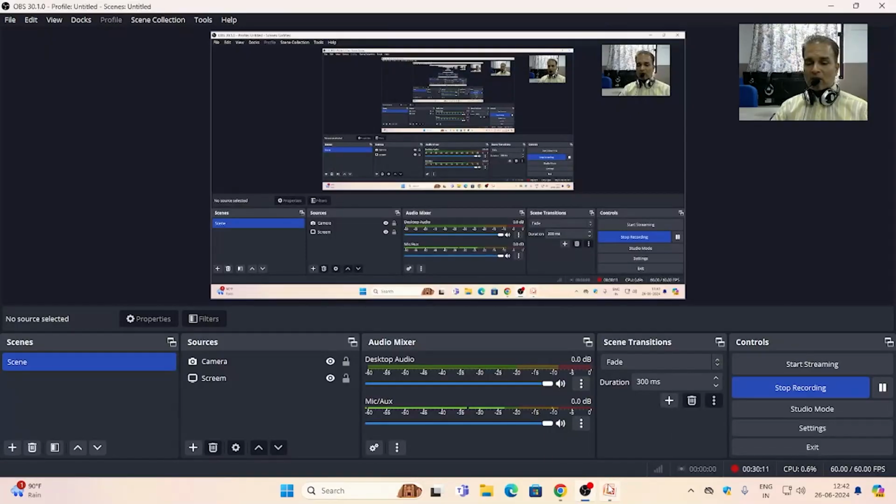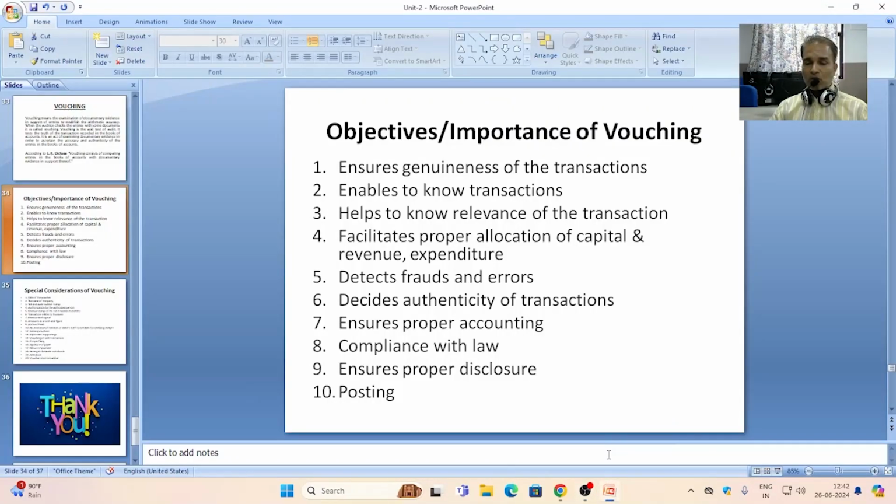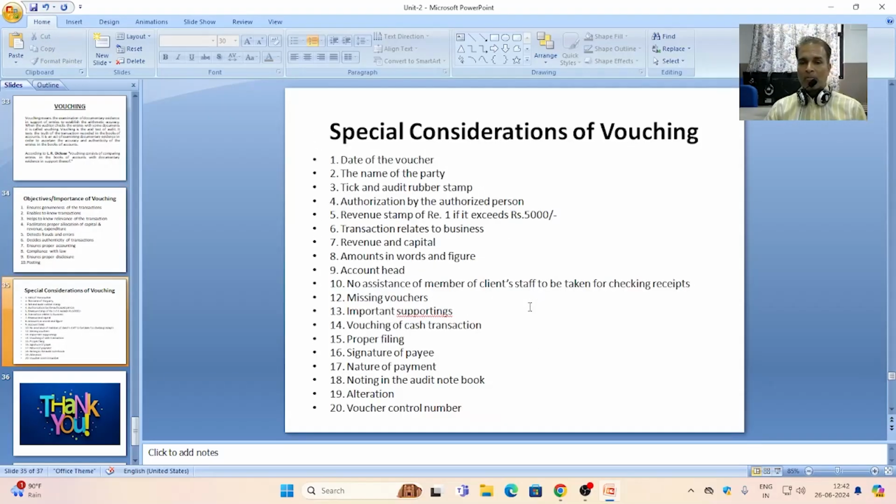Some specific considerations should be taken by the auditor, because vouching is the base, vouching is the pillar of auditing work. So let me discuss some special elements or considerations that should be taken by the auditor while vouching. The first is the date of the voucher. The auditor has to ensure that the date on the voucher and the date on the supporting evidence match.